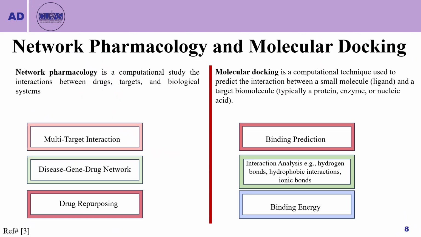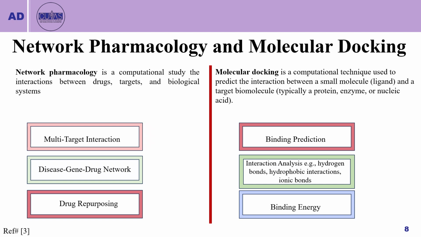So what is network pharmacology and molecular docking? Network pharmacology is a computational study of the interactions between drugs, targets, and biological systems. Multi-drug interactions are the main target of network pharmacology, along with the disease gene drug network and drug repurposing. For drug repurposing, we use this technique.